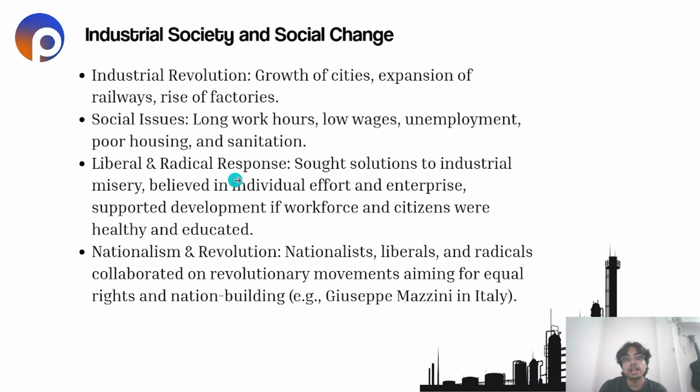Now, liberals and radicals responded to these issues. And how did they do it? They sought solutions to industrial misery, believed in individual effort and enterprise, and supported development only if the workforce and citizens were healthy and educated. So they wanted individual rights. They wanted individual efforts to be made, and people should care about the workers also, and development will take place only if the workforce and citizens are healthy and educated.